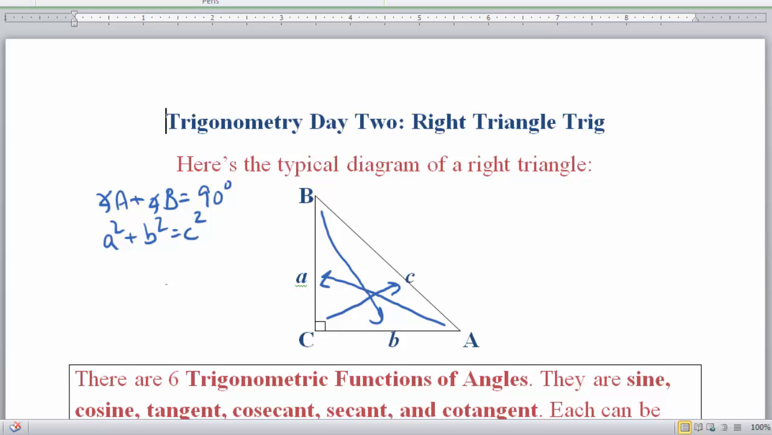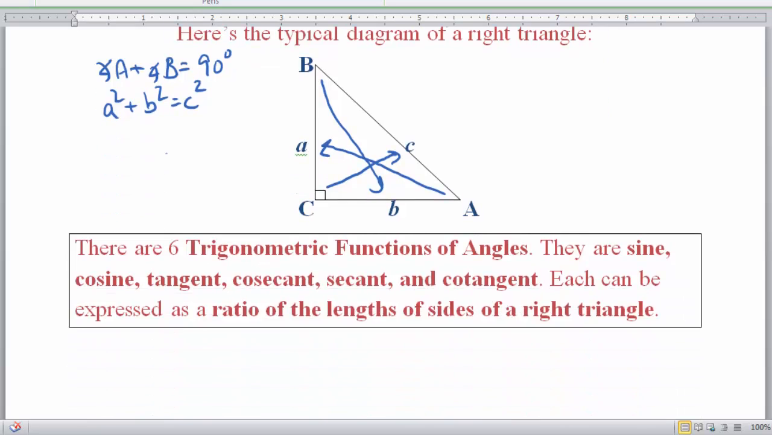So now we'll actually get into the real trig. There are 6 trigonometric functions of angles in a right triangle. And what are they? They're sine, cosine, tangent, cosecant, secant, and cotangent. Each can be expressed as a ratio of the lengths of sides of a right triangle. So really the first thing to get out of this is that sine, cosine, tangent, cosecant, secant, and cotangent are all functions.